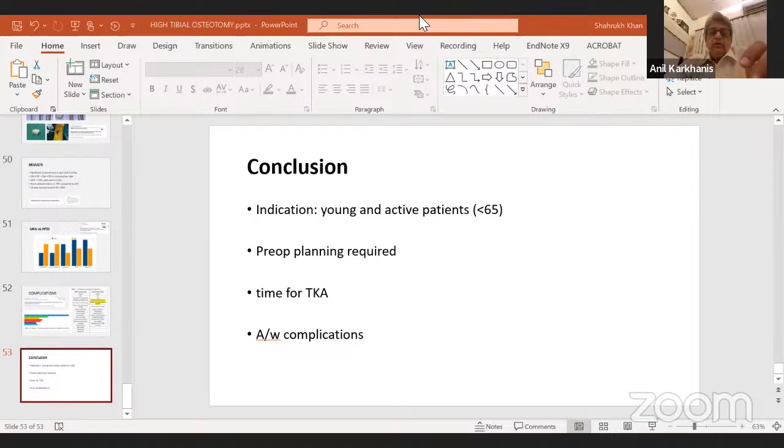Good presentation, Dr. Shahrukh. Can you hear me? Yes, sir. Thank you, sir. So the complications you are going on the medial side, what happens to the medial collateral ligament which is attached there? And what happens to the insertion of the sartorius, gracilis, and semitendinosus?